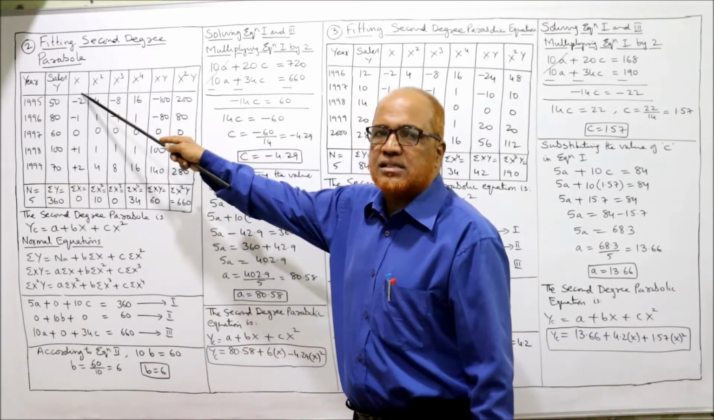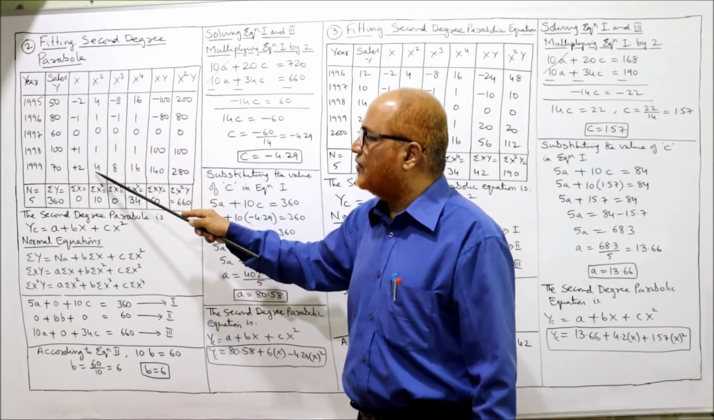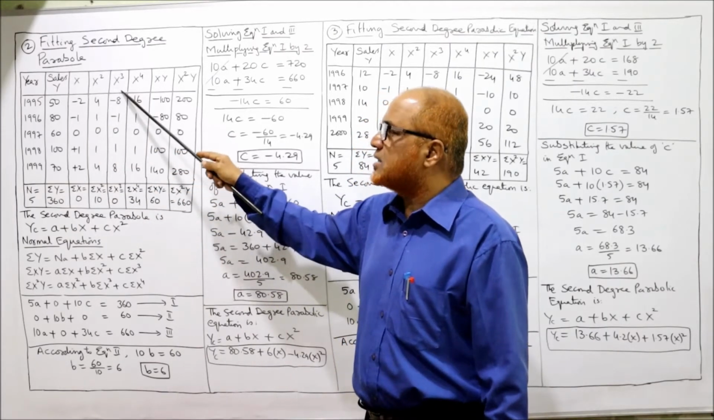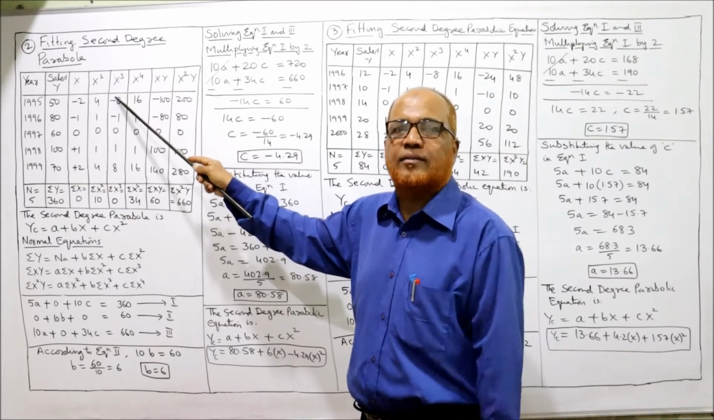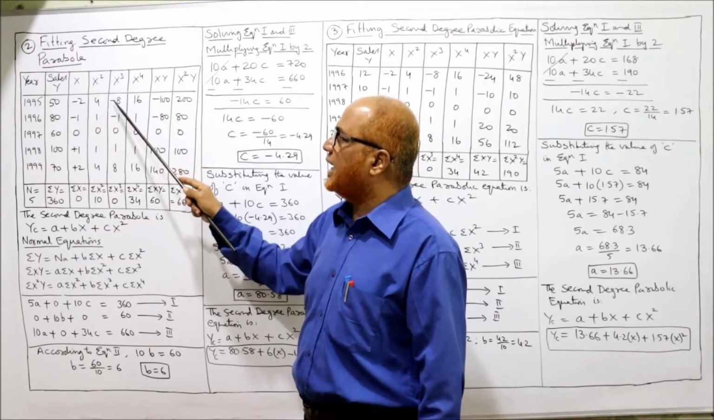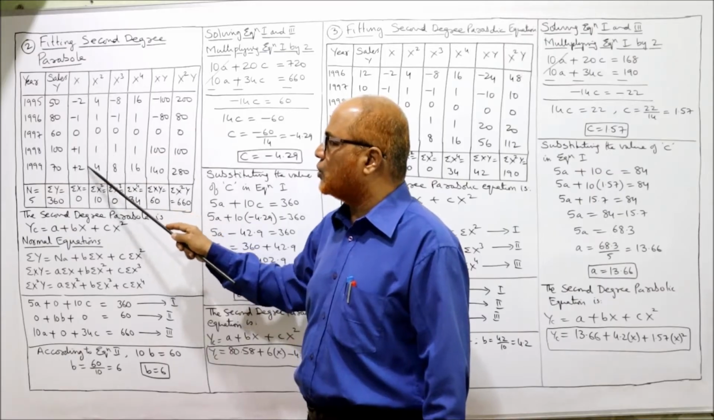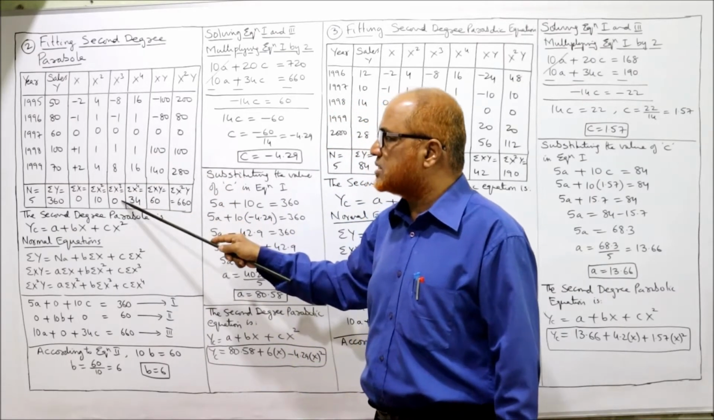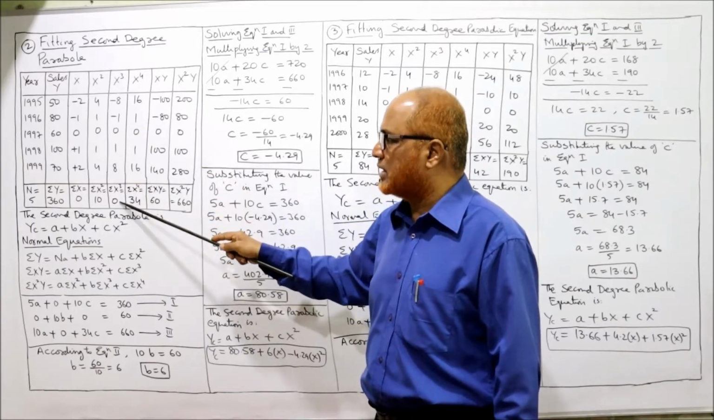After taking X square: 2 2s are 4, 1 1s are 1, 0, 1, 4, total is 10. X cube means X square into X. So X square into X gives X cube: minus 8, minus 1, 0, 1, 8. The total of X cube is 0.